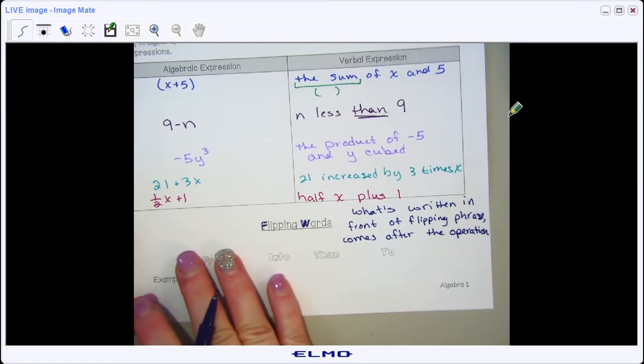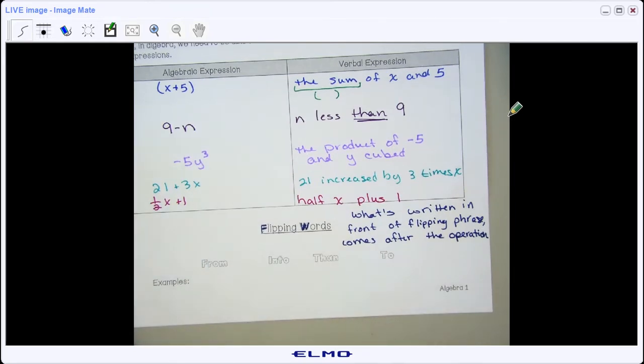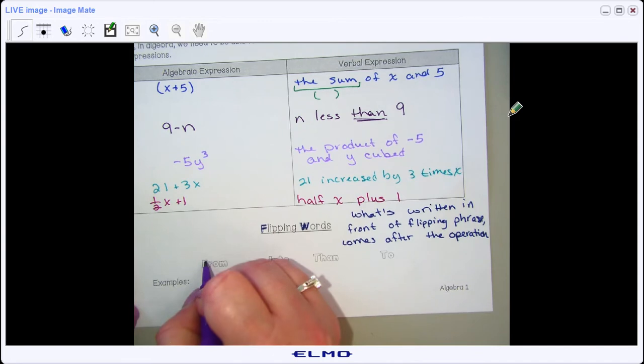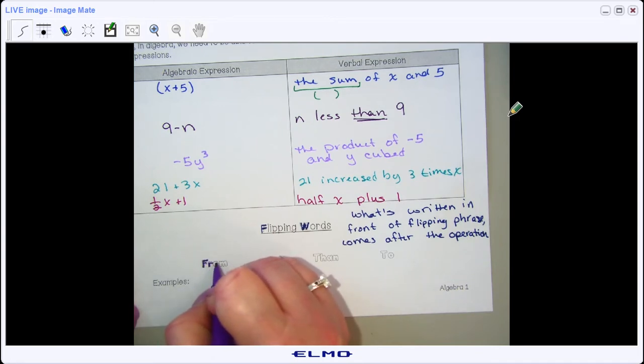And that will make a little more sense in a second. So our flipping words, what these do is whatever is written in front of that flipping phrase actually will come after the operation. So it makes them flip.